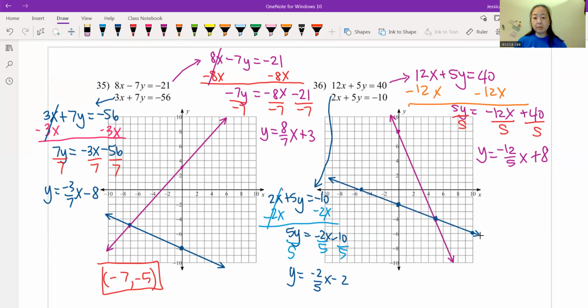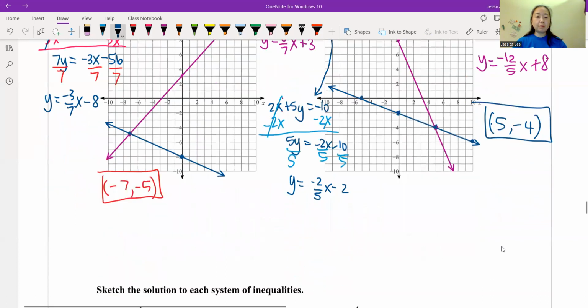Oh, I thought it would have done it. Oh well, let's see if this works. There we go. That works. All right. There we go. And they intersect right here at 5, negative 4. That's just going to be 5, negative 4. Just like that. All right, so that's how we do those.